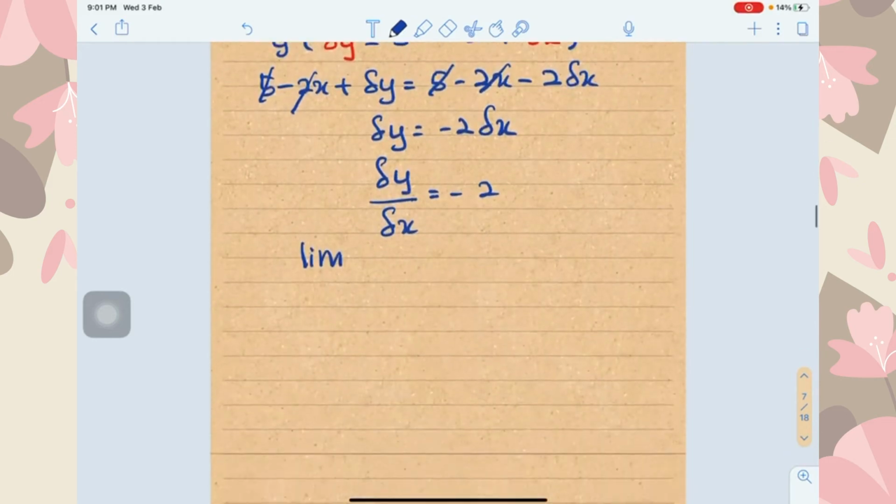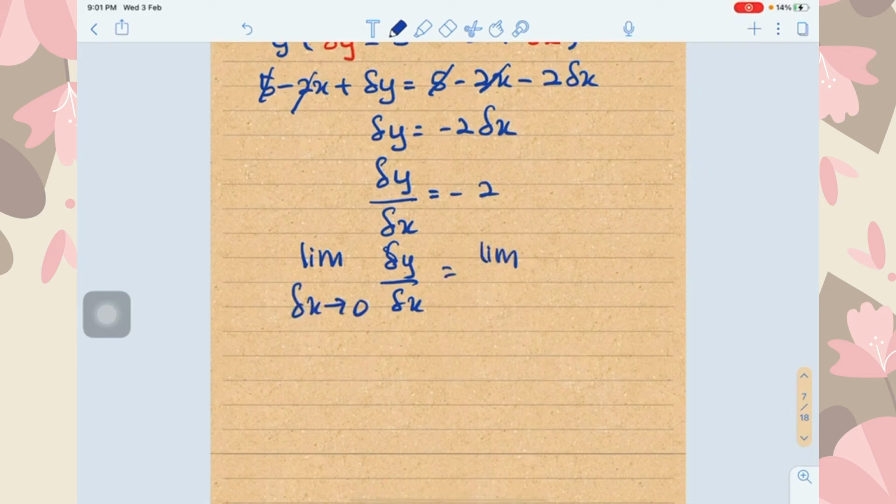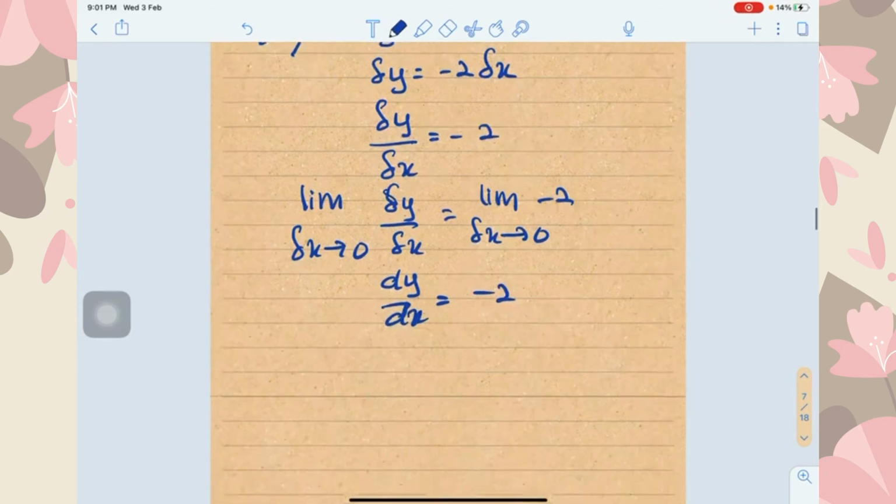Find the limit of delta y over delta x when delta x approaches 0 for both sides. So the limit of delta y over delta x when delta x approaches 0 is dy/dx, so it equals negative 2.